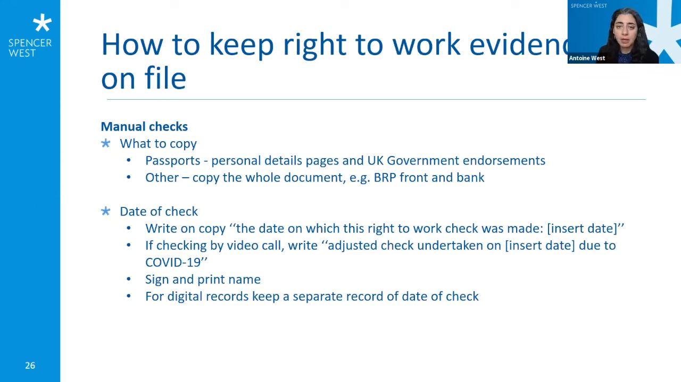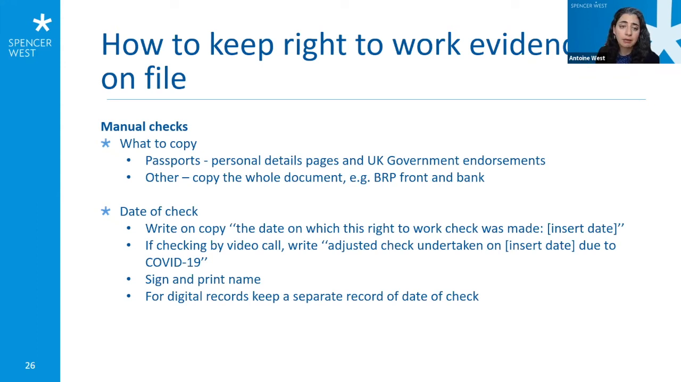And if you're keeping hard copies, then write on the hard copy the date on which this right to work check was made, and then insert the date. Unfortunately, if you just sign it and date it, the Home Office does not accept that as evidence of the date that the check was made. I know that it's accepted in all kinds of other fora and circumstances as the actual date something was done, but the Home Office wants you to write out, this is the date on which the check was made, and then write the date.